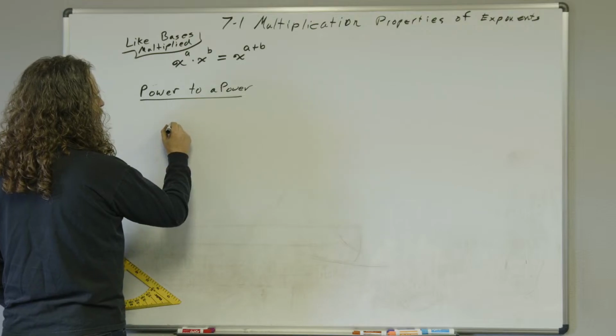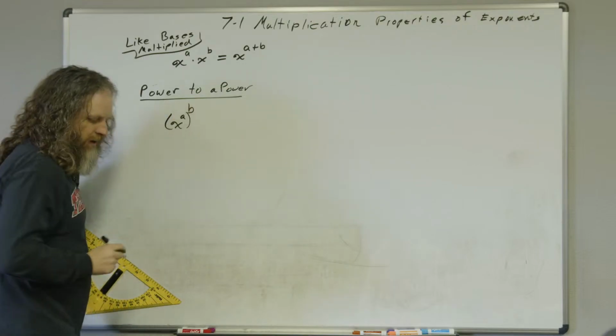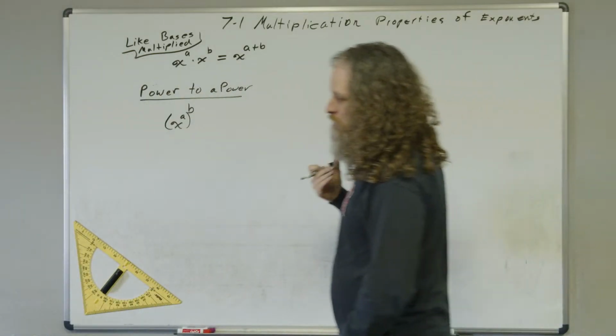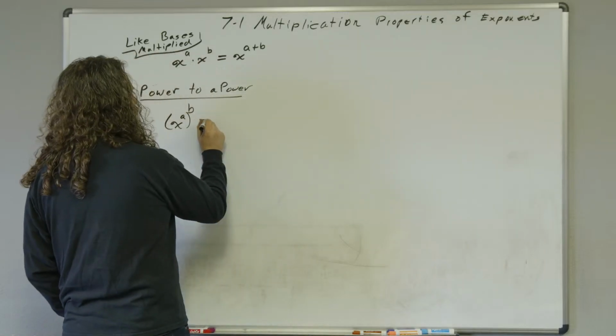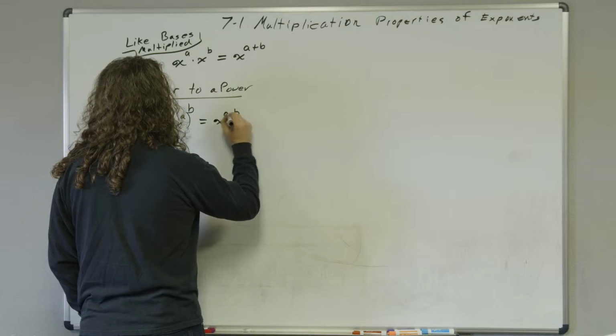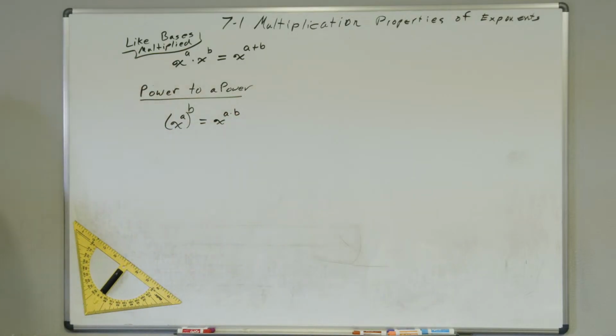So if we have x to the A to the B, we've got it raised to a power and then raised to another power. You multiply those exponents. So this would turn into x to the A times B. Easy peasy. It does make sense.